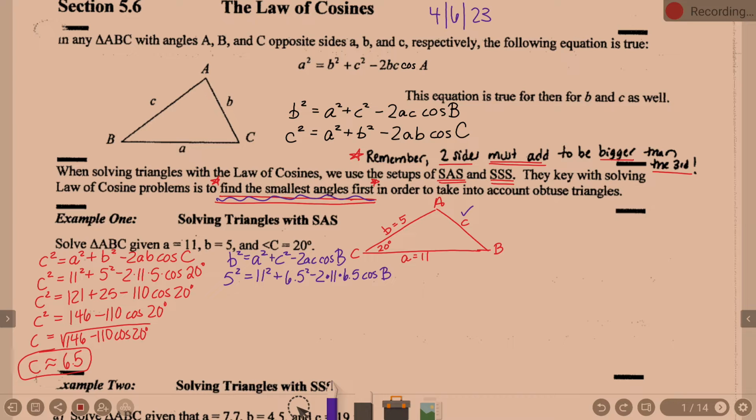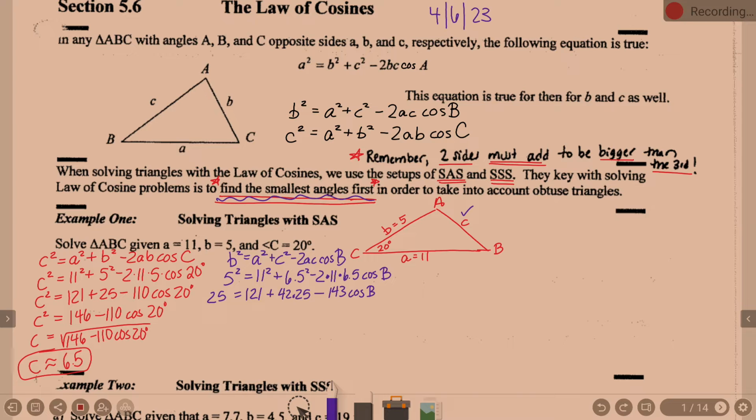So 5 squared is 25, 11 squared is 121, 6.5 squared is 42.25. Minus 2 times 11 times 6.5, that's 143, times cosine of b.